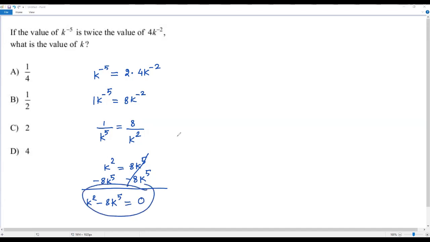Now let me take the same equation over here. That is k square minus 8 times k to the fifth power equals 0. What is the greatest common divisor for these two terms? Clearly, that is k square. Since k square is the greatest common divisor for these two terms, we can factor k square out. If k square is factored out, to get the stuff inside the parenthesis, we have to divide the terms of this expression by the one I factored out, that is k square. When I divide this k square by this k square, I'm just getting 1. When I divide this negative 8 times k to the fifth power by this k square, I'm getting negative 8 times k to the third power equals 0.